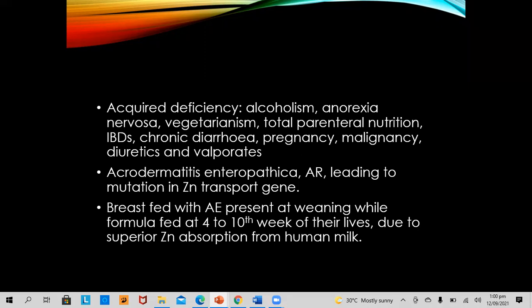Acrodermatitis enteropathica is an autosomal recessive disease that leads to mutation in zinc transport gene, resulting in zinc deficiency from the onset. The breastfed infants with acrodermatitis enteropathica present at the weaning when breast milk is stopped, while the formula-fed infants develop the signs and symptoms in 4 to 10th week of their lives. This is because of superior zinc absorption from human milk.